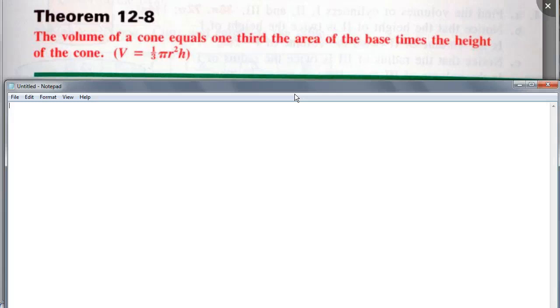I want to do this first because it's similar to what we did last time. Actually, it's similar to what we did with the pyramid also. But write this down. I'll wait. So this is the volume of a cone, just like the pyramid: 1/3 times the area of the base times height.